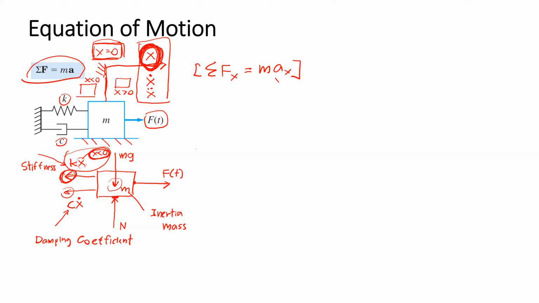Also for the velocity, if the velocity is positive to the right-hand side, the damping force will point to the left-hand side. But if x dot, the velocity, points to the left-hand side, it means x dot is less than 0. If x dot is less than 0, the product C x dot is less than 0, and the force created by the damper should point to the right-hand side.